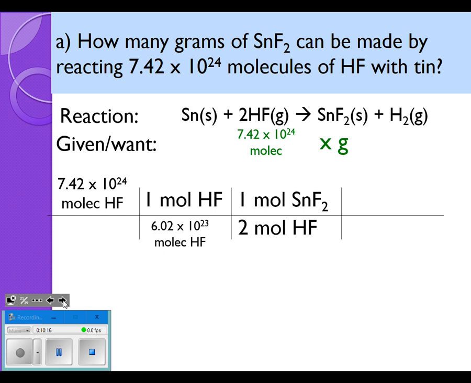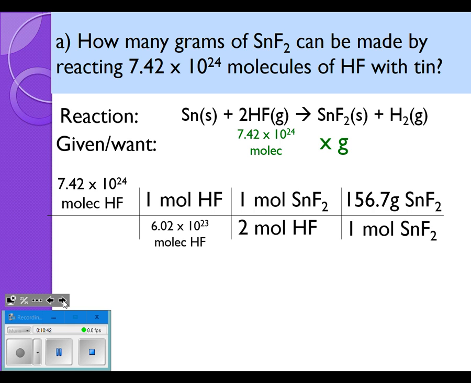Then I want to go from moles to grams, so I'm going to multiply by the GFM. So I'd look up the mass of Sn, I'd look up the mass of F, I'd take the mass of F and multiply it by 2, and then add it to the mass of Sn, and I would end up with 156.7 grams of SnF2. Multiply by everything across the top, divide by everything on the bottom.